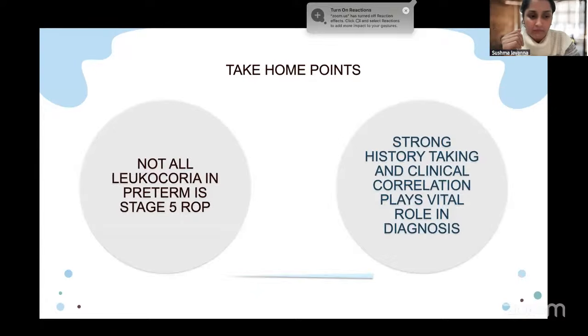So, like Shravanti said, if we are in an ROP clinic and a preterm comes, it's always at the back of the mind. Sometimes we become so robotic that for any preterm with a leukocoria, we by default think it's a stage 5, but diseases are not mutually exclusive to each other. So an ROP patient can have retinoblastoma coexisting. An ROP patient can have an endogenous endophthalmitis coexisting. In this case, it was unilateral. Endogenous can also be bilateral.